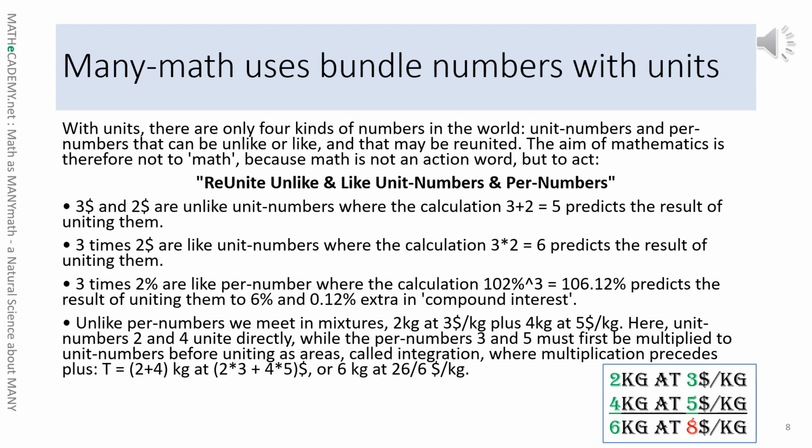Unlike pure numbers we meet in mixtures, such as 2 kilo at $3 per kilo, plus 4 kilo at $5 per kilo. Here, the unit numbers 2 and 4 unite directly, while the per numbers 3 and 5 must first be multiplied to unit numbers before uniting as areas, called integration, where multiplication precedes plus, that is, 2 plus 4 kilo at 2 times 3 plus 4 times 5 dollar, or 6 kilo at 26/6 dollar per kilogram.